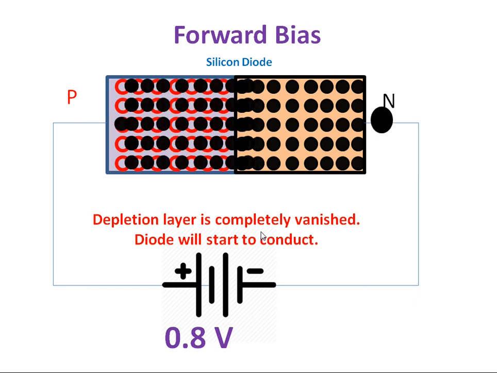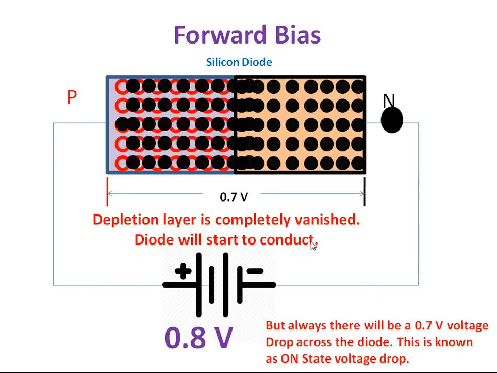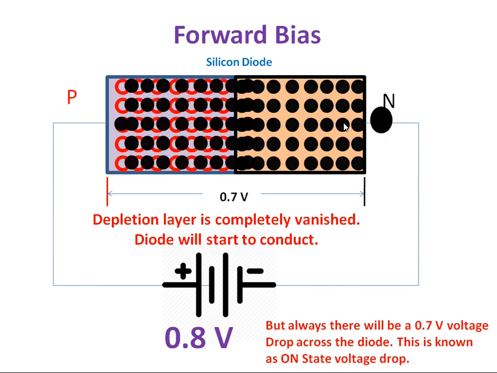So here the depletion layer is completely vanished, so the diode will start to conduct. Across the diode, if you measure the potential, you will have 0.7 volt. There will always be a 0.7 volt drop across the diode. This is known as the on-state voltage drop. Now there is an electron flow. The electrons are flowing from N type to P type. It means your diode acts as an on switch. During the on state, there will be a voltage drop across the diode, known as the on-state voltage drop.